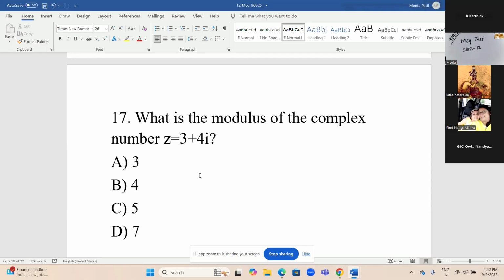What is the modulus of the complex number z = 3 + 4i? So here you have the options as 3, 4, 5, 7.